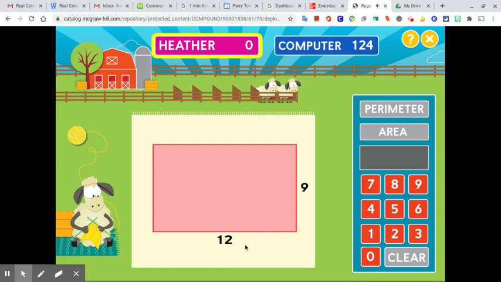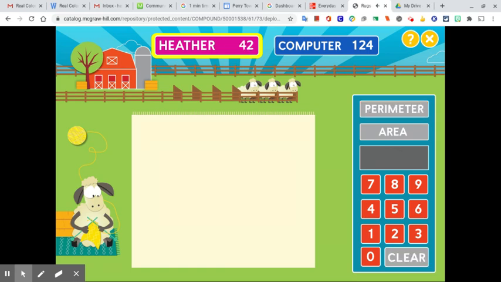So now I know that I'm doing perimeter. 12 plus the opposite side 12 is 24. And then plus 9 over here is 33. Plus another 9 over here is 42. So I'm going to enter 42, and I solved for the perimeter. I got that correct this time because I entered what I said, and I got 42 points.